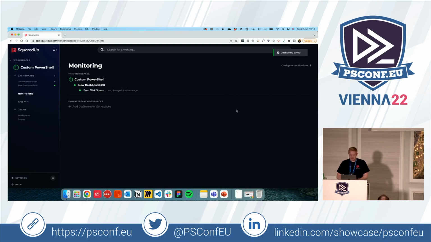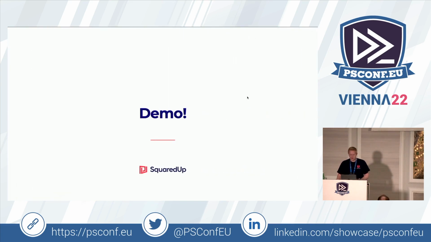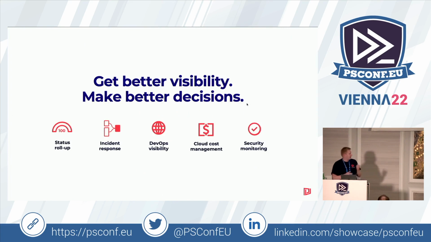Cool. All right. I'm going to jump back to the last couple of slides. So just to summarize, these are some of the key use cases that we're working with customers on. That's what we're seeing people use SquaredUp for. The first of those is status rollup. Like I mentioned, you have that health monitoring at the low level rolling up to your applications, those workspaces. The second of those is incident response.